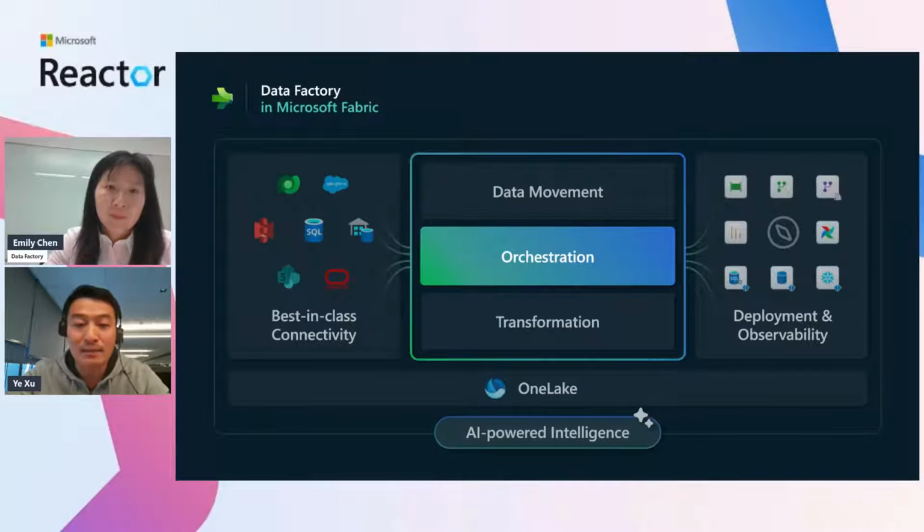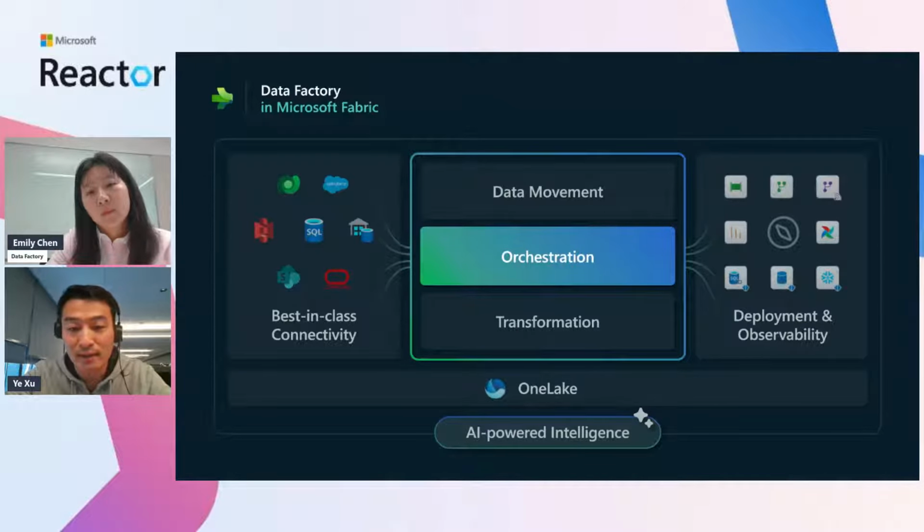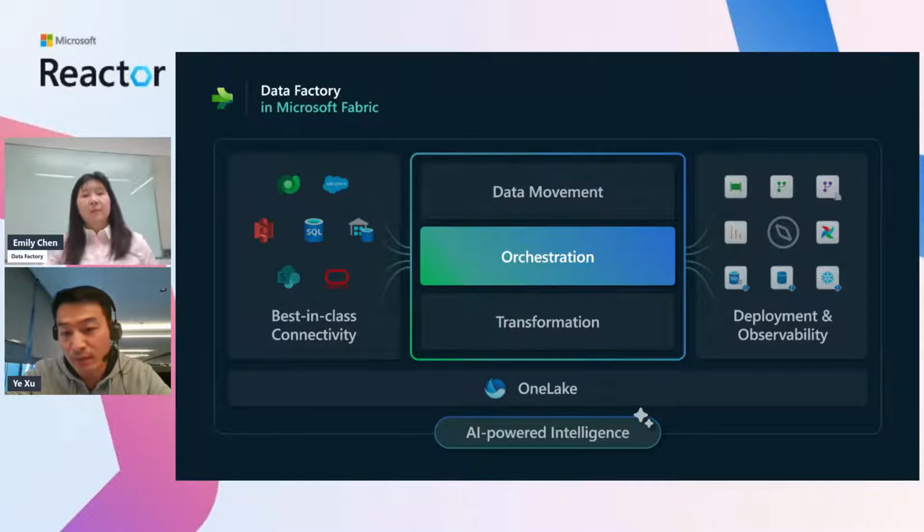So next, I'm going to spend a few minutes talking about orchestration, another very important data integration capability. We know Data Factory can orchestrate your data movement, data transformation, data cleansing, and more to make sure your end-to-end data integration workflow works fine, right?